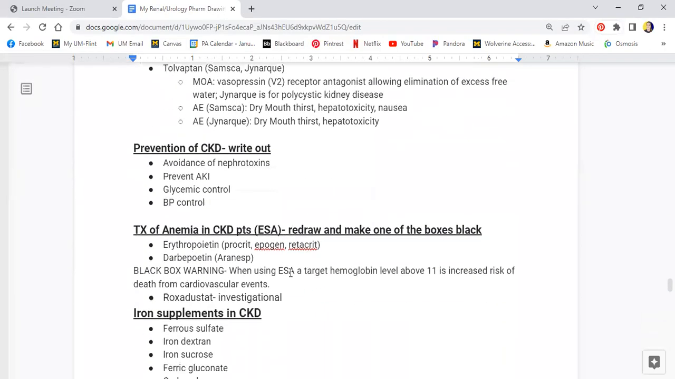We are now going to switch gears and talk about chronic kidney disease. So we were talking about acute kidney injury. Now we're talking about chronic. So first of all, if we can prevent it, we want to do that. So preventing CKD involves avoiding nephrotoxins, preventing AKI, having good glycemic control, because we know that diabetics are more prone to getting chronic kidney disease, and then having good blood pressure control.